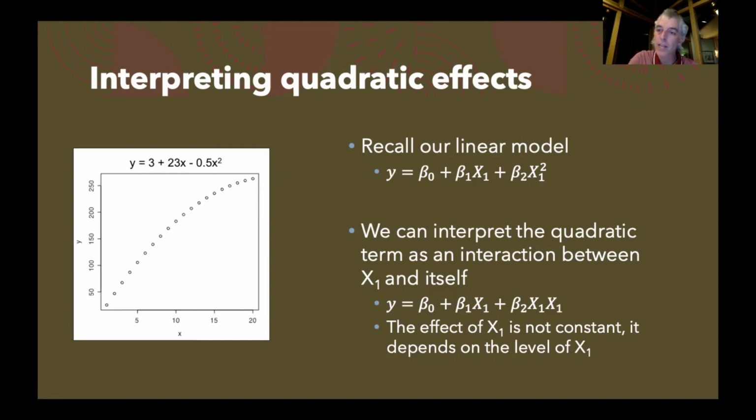So we can represent nonlinear relationships using a quadratic term that will generate a hump-shaped relationship. And we can interpret this quadratic term in our linear model just like we did before, and even more specifically can interpret the quadratic part of this overall linear model as an interaction between x1 and itself, which tells us that the effect of x1 on y is not constant. It depends on the value of x1.